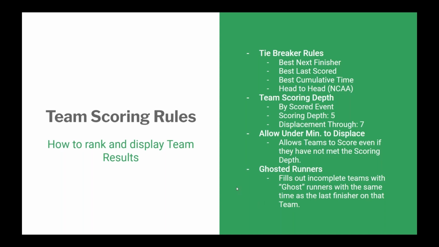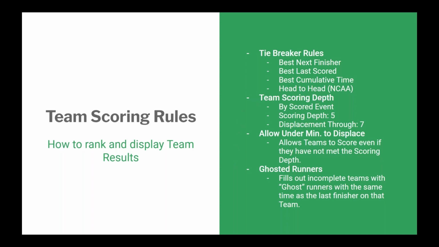So tiebreaker rules out there are next best finisher, best last scored, cumulative time, and head-to-head for NCAA. So make sure you are selecting the tiebreak rules that are needed for your specific rule set. Different states have different rules. Obviously, NCAA versus high school has different rules. We actually had a scenario when we were timing or helping time the NCAA men's championship this past year. And I saw a lot of chatter on Timers Talk about folks not understanding the head-to-head NCAA rules. So you're not using your 6th and 7th runner. It's a head-to-head scoring scenario there.